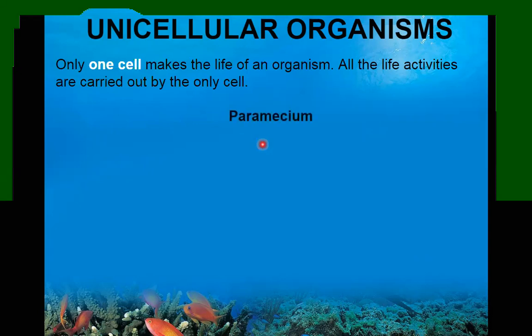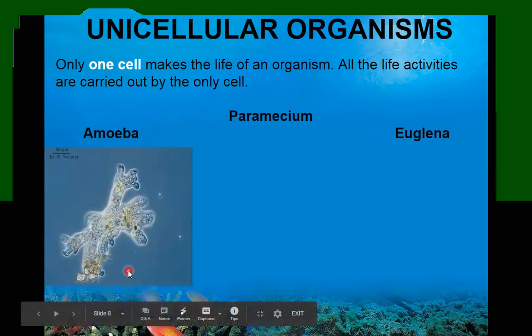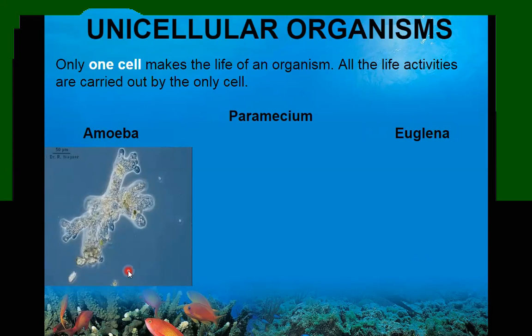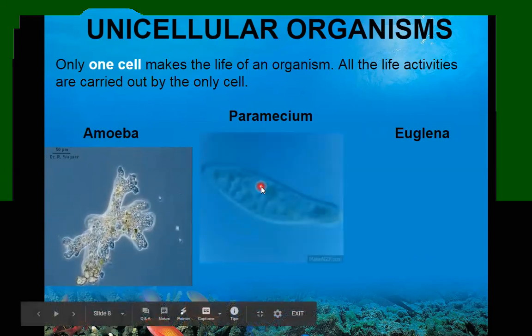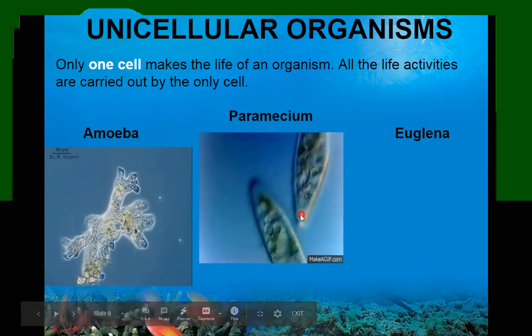You are going to see the picture of these organisms, how they look. One example is paramecium. Then we have amoeba and euglena. Now let's see how they look. This is how an amoeba looks. It is a jelly-like organism. Its habitat is the aquatic ecosystem. It lives in ponds and such kinds of environments. Then we have these parameciums. You can see that these are slipper-shaped organisms.